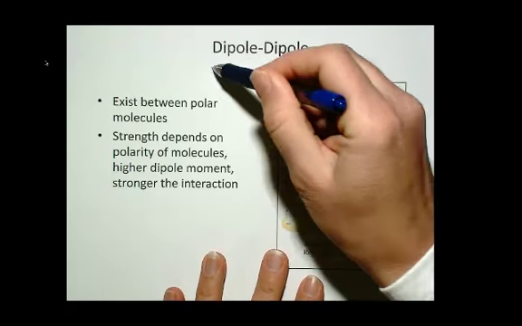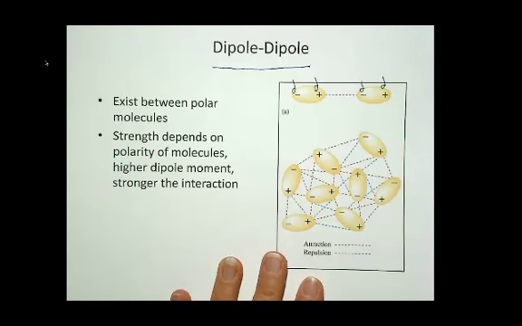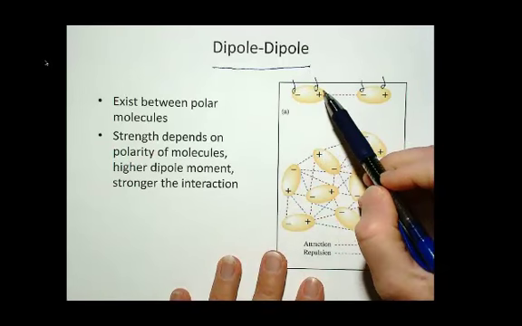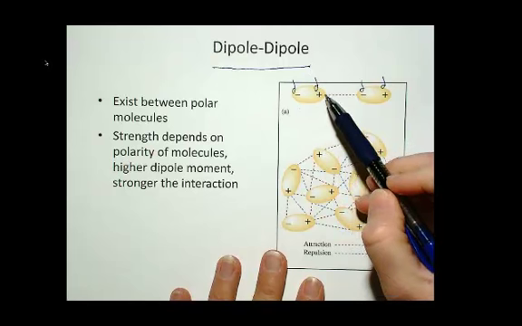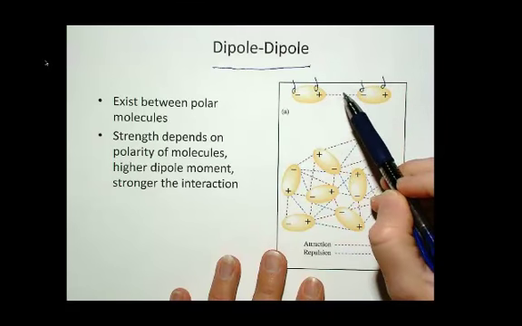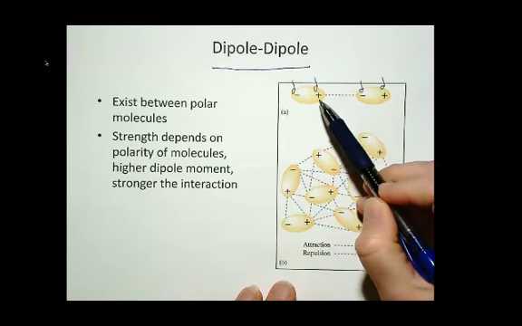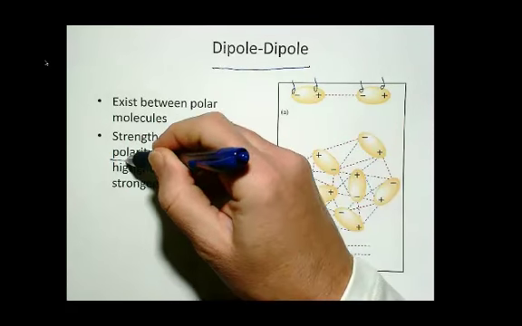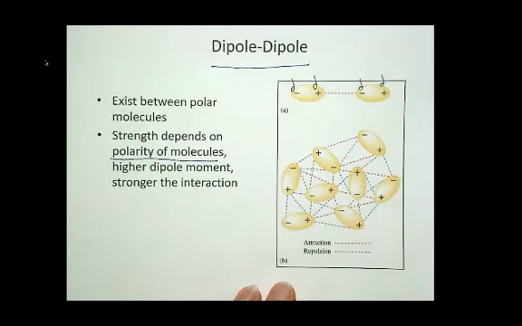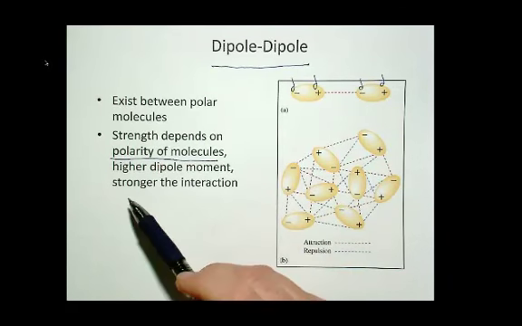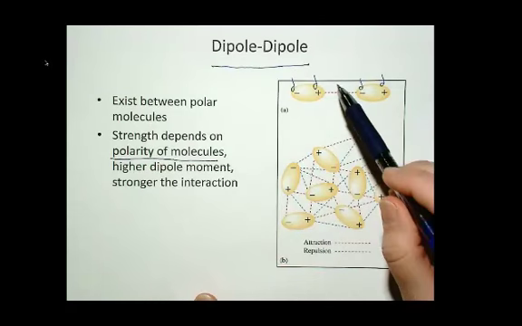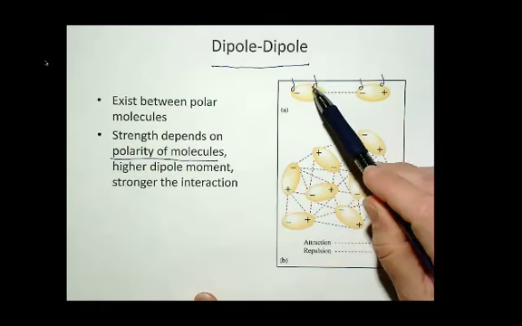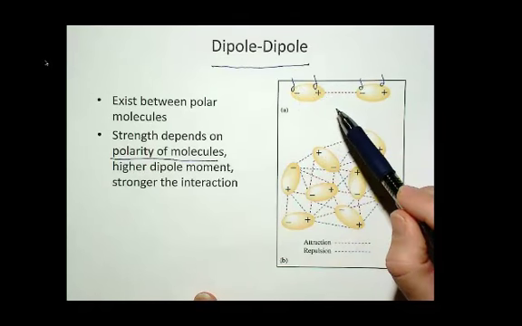So that's why these types of forces aren't as strong as the ion-ion, because the magnitude of the charge isn't as great. And so we have a partial positive attracting to a partial negative. This tells us that the strength depends on the polarity of the molecules. How polar is it? The higher the dipole moment, the stronger the interaction. And the dipole moment is going to depend on the extent of the delocalization of the electrons.